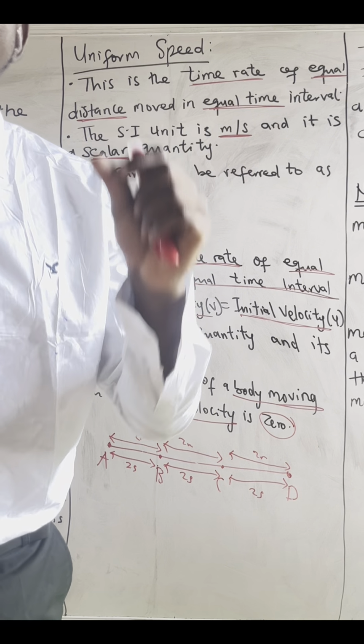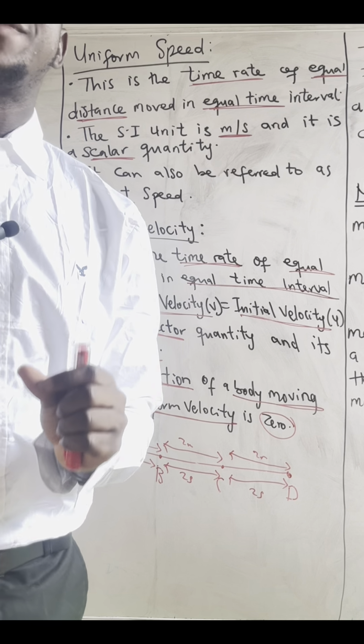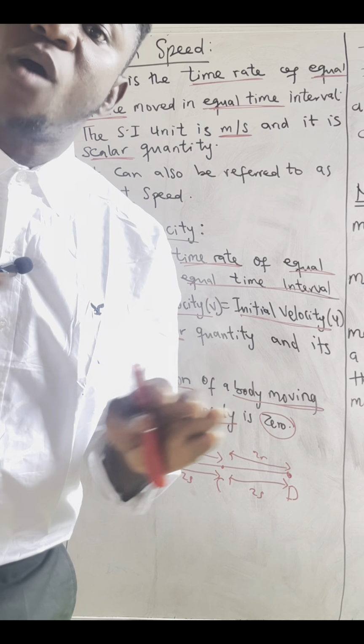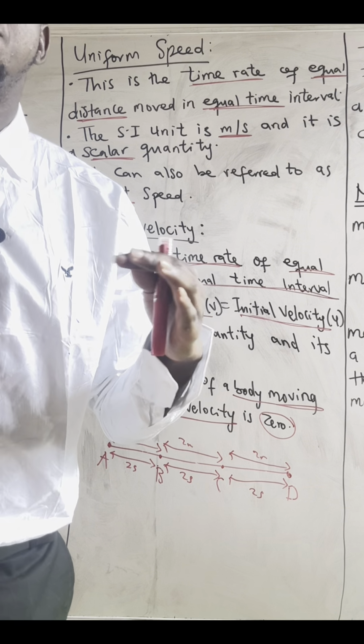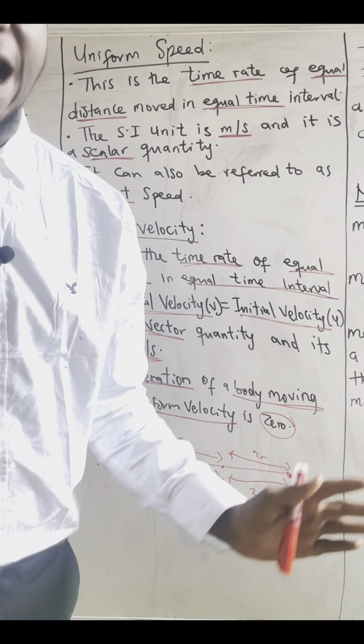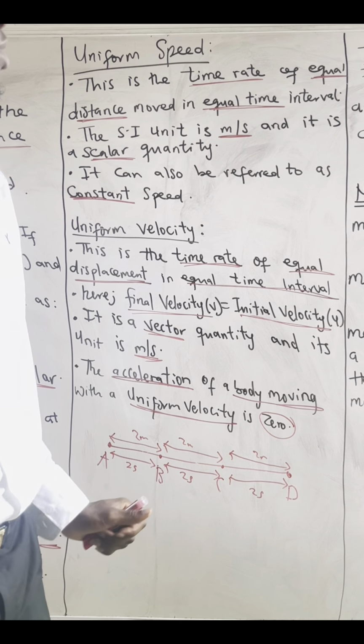So that is why the acceleration of an object moving with uniform velocity would be what? 0, because there is no increase in velocity. And acceleration simply means the increase in velocity per time. Do you get that? That is all. Let's move on to the next thing.